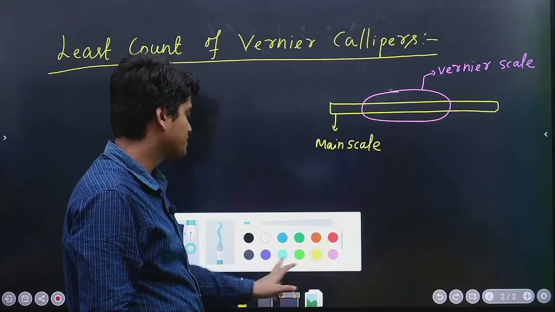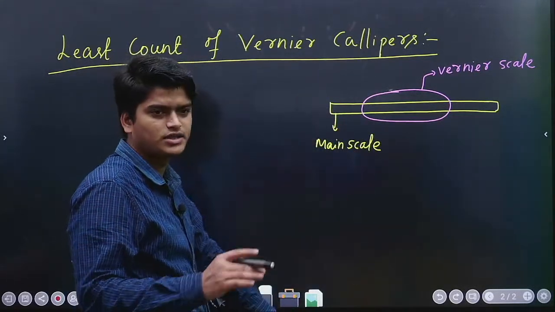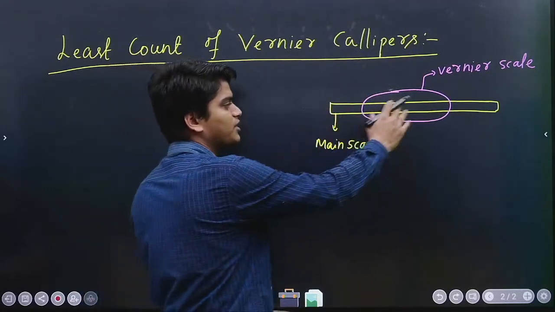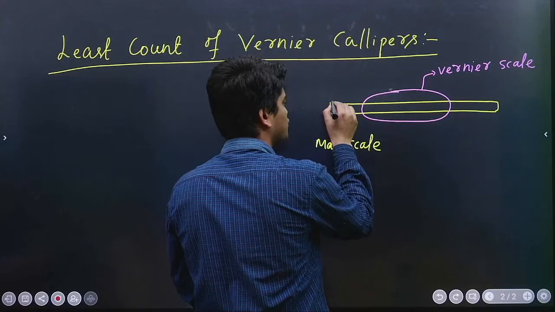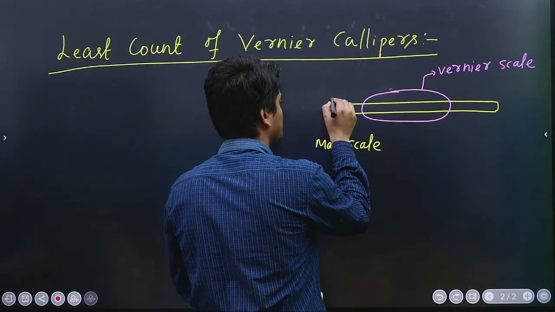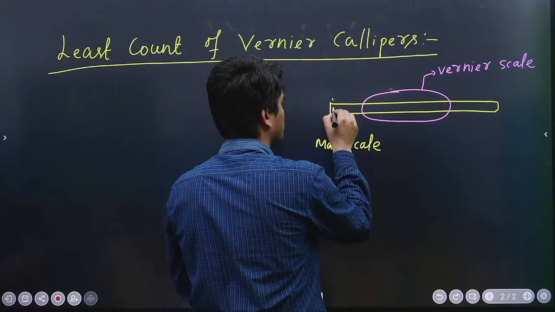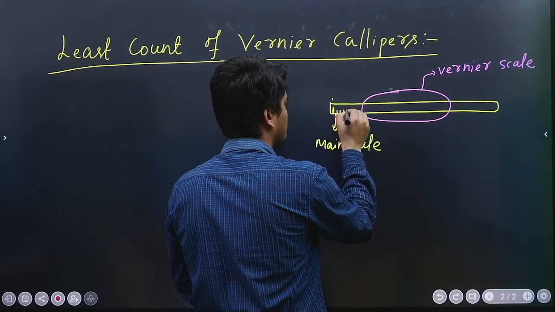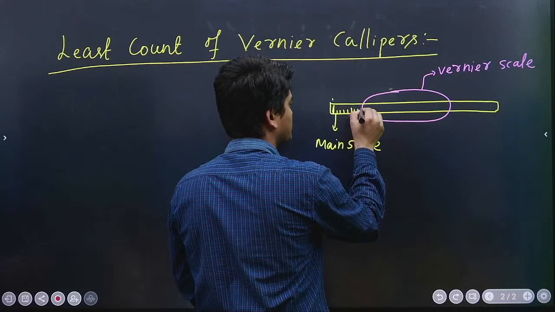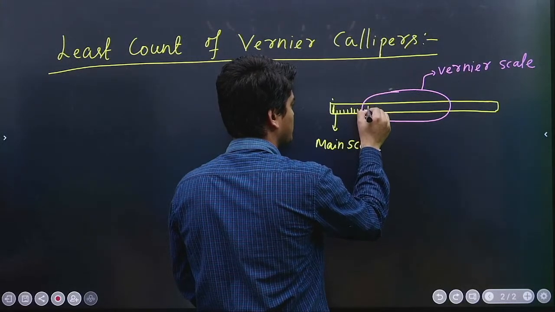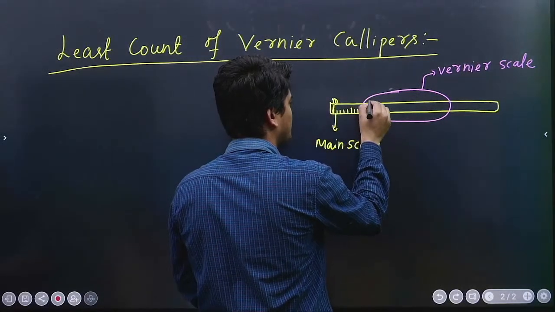Suppose the main scale is a normal scale you can consider, like your 1 centimeter, 2 centimeter, like that it will be given. So here, how will the divisions be? Suppose here is 0 starting. In the main scale it is 0 starting here. Then here 1, 2, 3, 4, 5, then again 6, 7, 8, 9. Another will come here. If this is 0, this one is 1. Like that type of thing will happen.